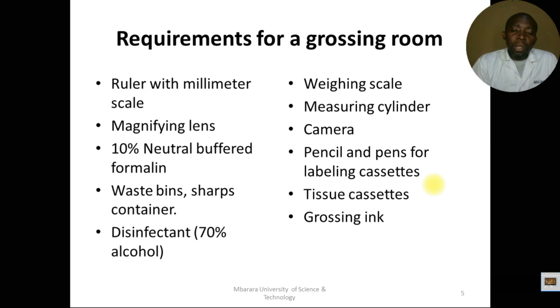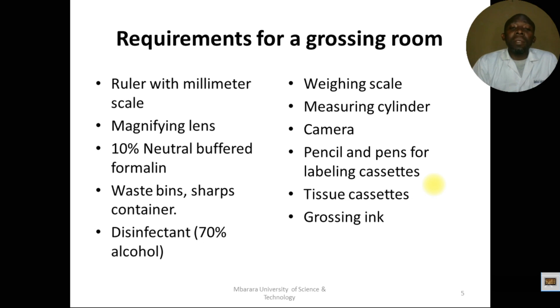Just like I mentioned before, when you talk about grossing, it is a macroscopic examination. So we need to describe the tissue we have in terms of length, so we need to measure the tissue. We can measure its length, and say the tissue is measuring 50 millimeters, for that case.